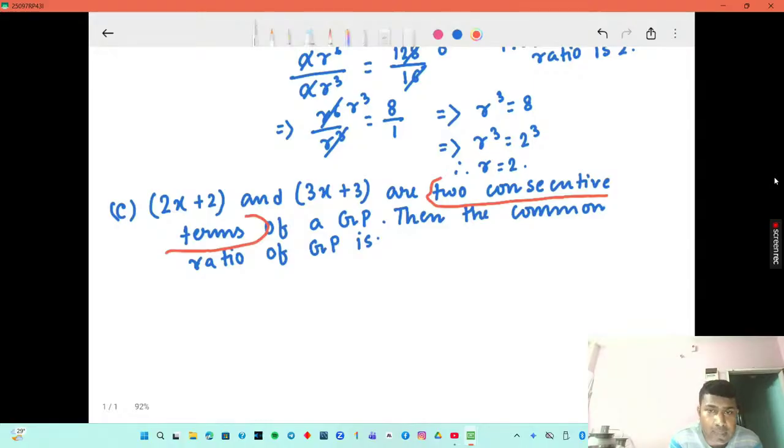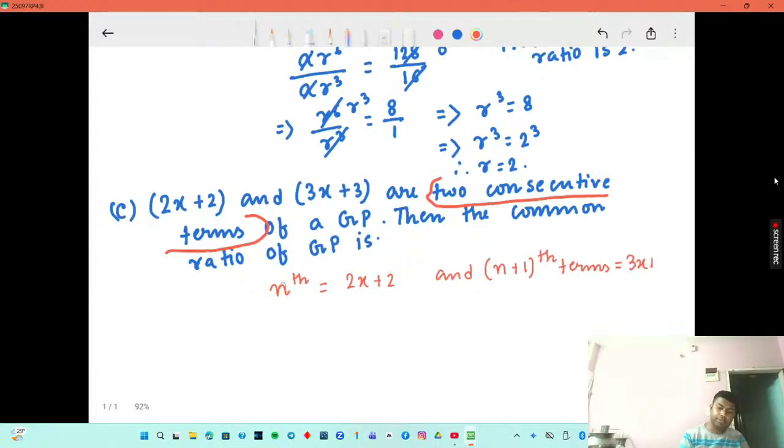Two consecutive terms. So here the nth term is 2x plus 2 and the n plus 1th term is equal to 3x plus 3. Is it clear to you? So as they are two consecutive terms, here the nth term is 2x plus 2 and the n plus 1th term is 3x plus 3.